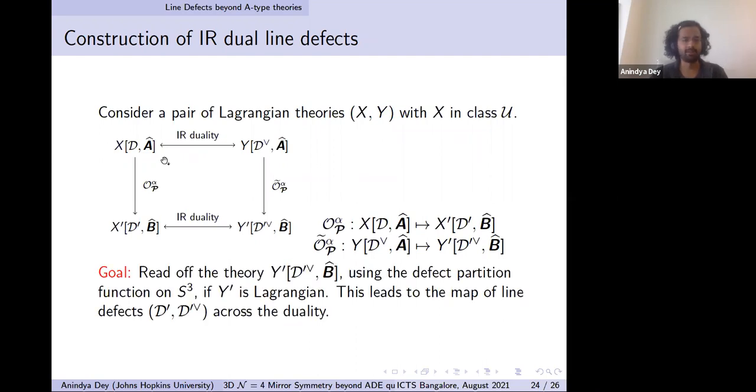You again start with X and Y, which are mirror dual to each other, and then define these maps O and O tilde such that x prime and y prime are again mirror dual to each other, and the line defects d prime and d prime check are also dual to each other. Okay, so that's completely parallel to what we saw earlier for the partition function computation.